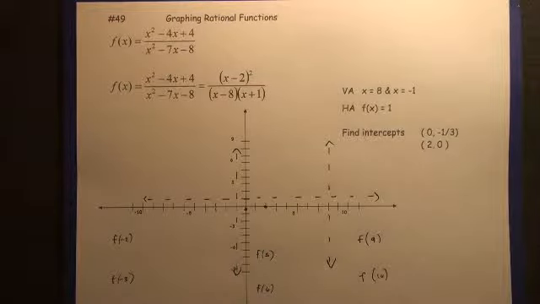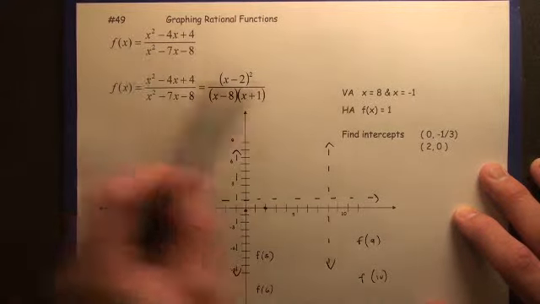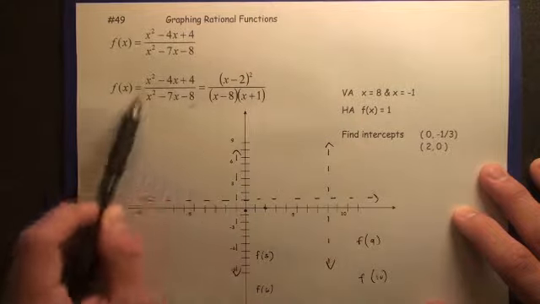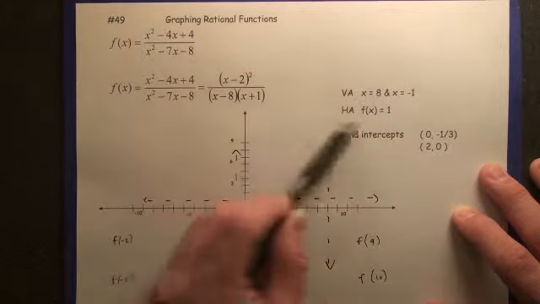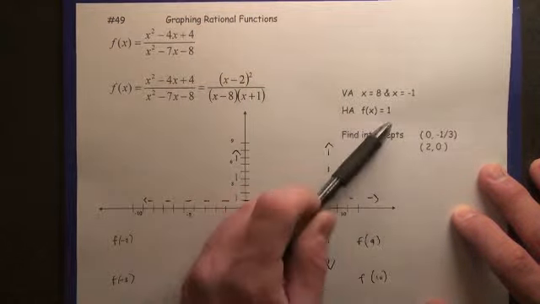Video number 49, graphing rational functions, which is just like video 48, except this is a little bit more difficult because we have larger polynomials. We have to factor to find the vertical asymptotes. You factor the denominator, x equals 8, x equals -1. There you go.